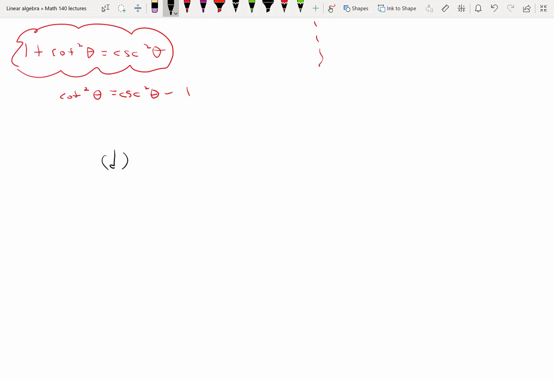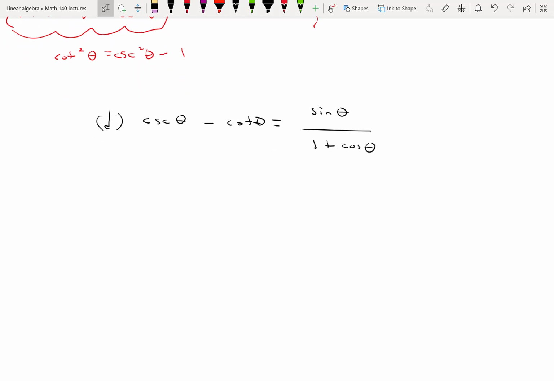D. Suppose we have cosecant theta minus cotangent theta equals sine of theta over 1 plus cosine of theta. Okay, now it looks like we're getting really complicated. My goodness, it doesn't look like there's any relationship between the two sides. So you draw a little line between them, and you pick whatever side suits you, whatever side you recognize something, or whatever side your experience dictates that you're going to be most successful with.